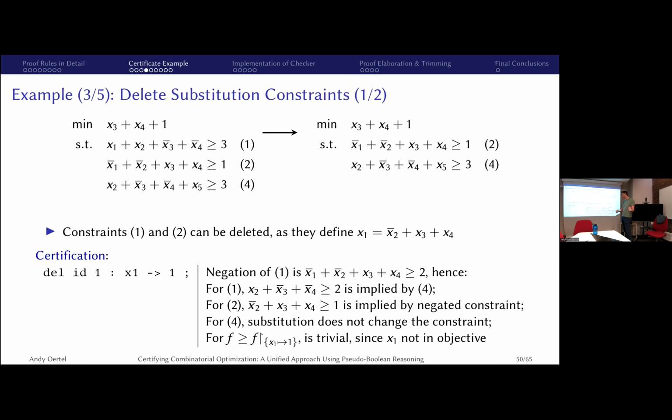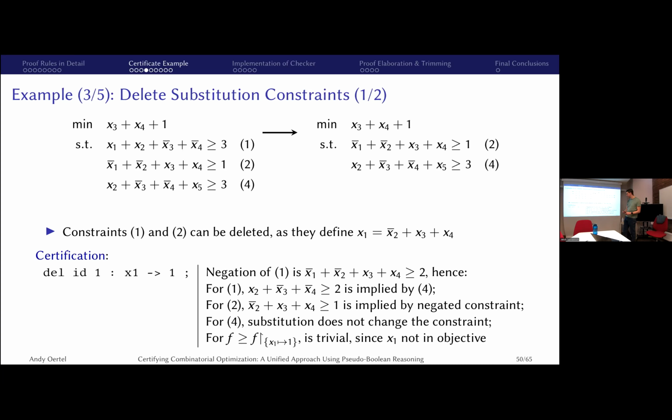A note here: if we didn't change the objective, then we would still have x1 in the objective, so we would have a condition here, but we don't have it anymore because we changed the objective. And then we delete the other direction of the constraint. And here we use that x1 is 0. And so the second constraint just turns trivial with the substitution. And then the substitution again does not change constraint 4, and it also does not change the objective.